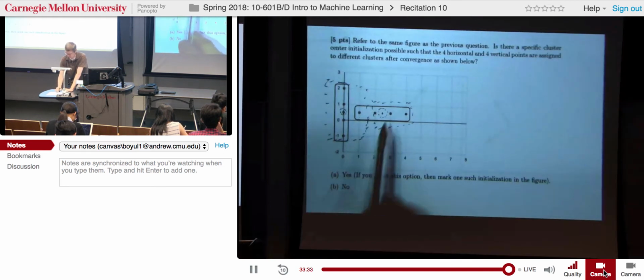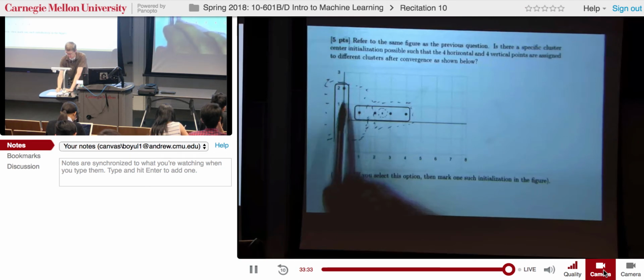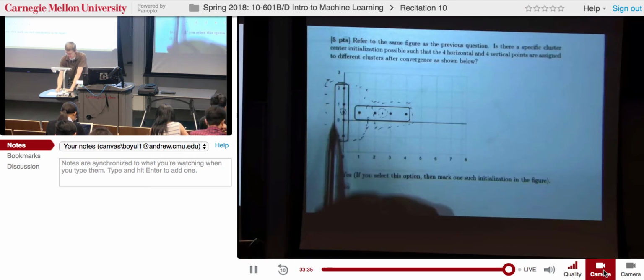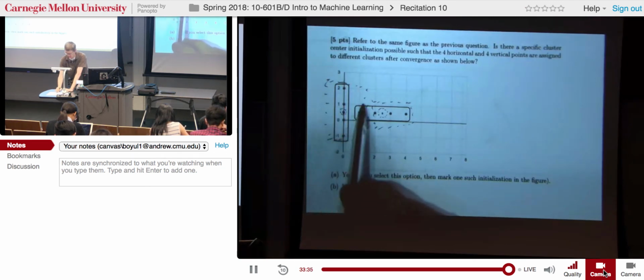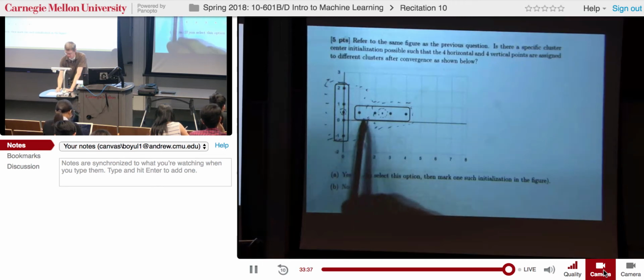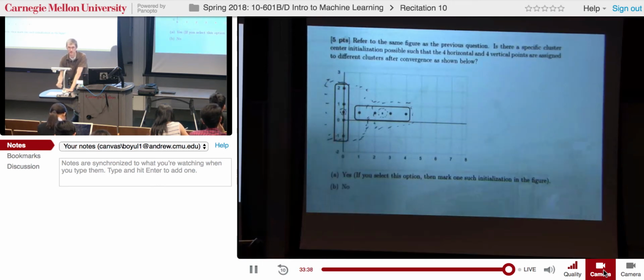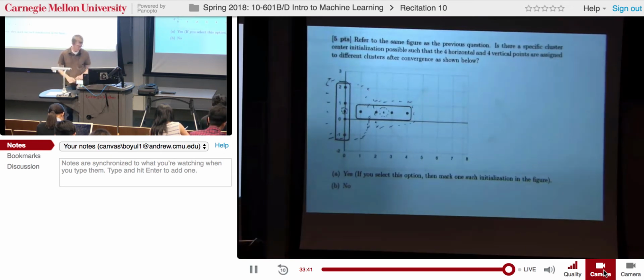So here, just looking at this left cluster center, we ask which points are closest to that cluster center compared to the other cluster. And that's this point, this point, this point, this point, and then this one. They are all close to this one. And then looking at the other cluster center, it's just these 3 points.